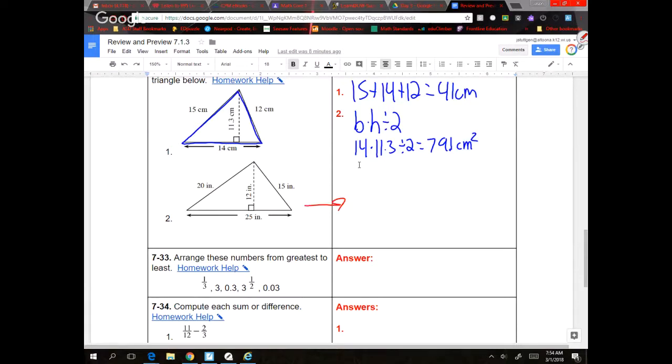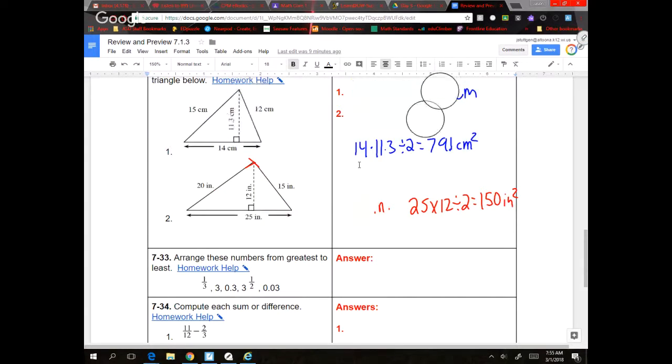Second one, again, perimeter is the 3 sides added together. When you do that, you should get 60 inches. When you do the area, 25 times 12 divided by 2 should get you an area of 150 square inches. Okay. Next one, 7-33.